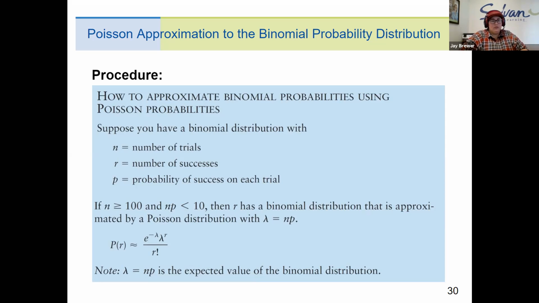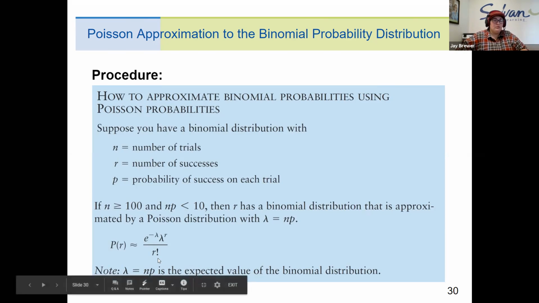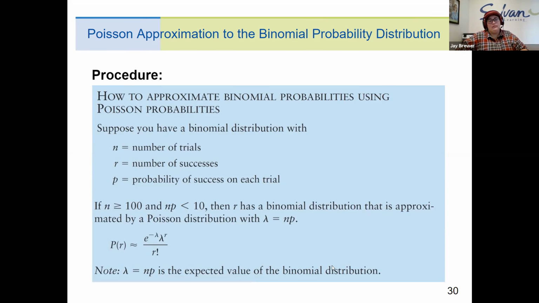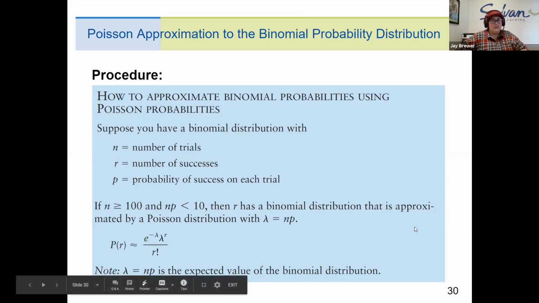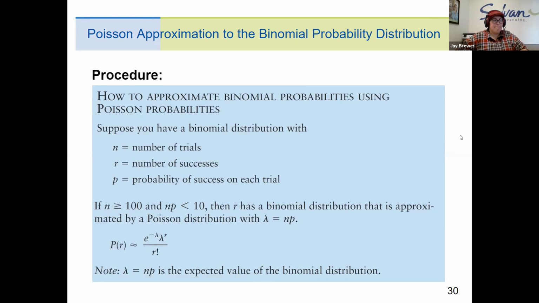Okay, so n is your number of trials, r is your number of successes, p is the probability of success for each trial. n has to be greater than or equal to 100, n times p has to be less than 10, then r has the binomial distribution, and we can use lambda equal to n times p. There's your probability. And note that lambda equal to n times p is the expected value of the distribution. It's not the lambda you're actually going to use. Okay? Questions?